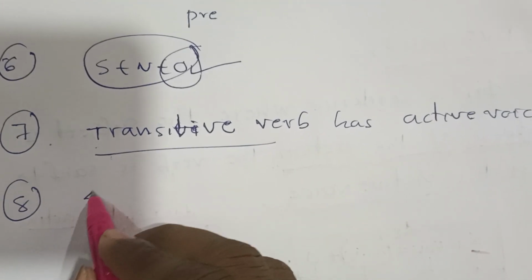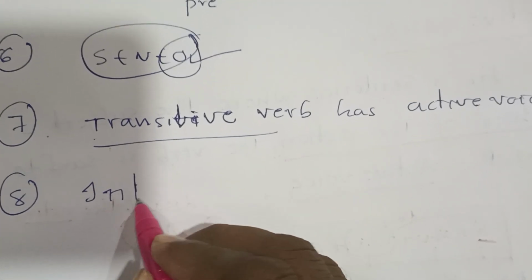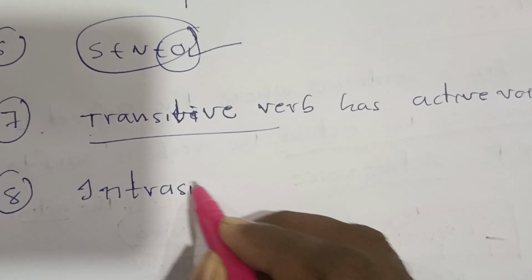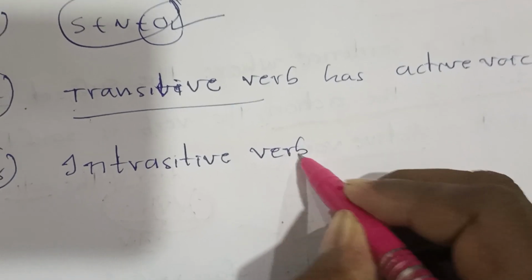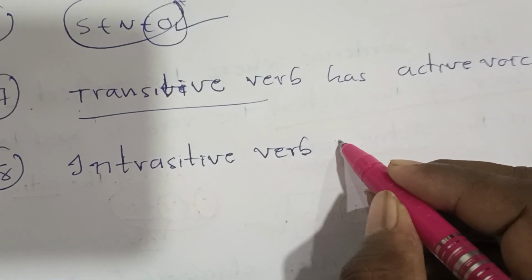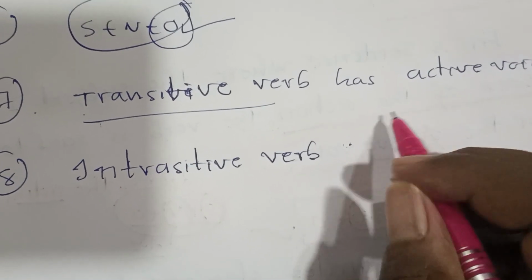Eighth point: an intransitive verb. For an intransitive verb, there is no active voice and no passive voice.